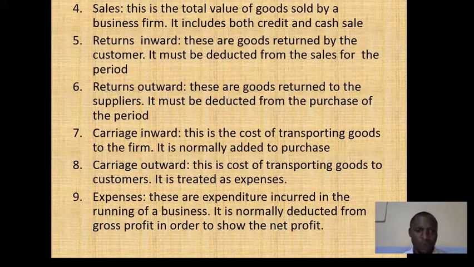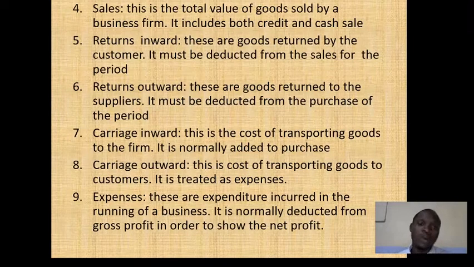Then we have return inwards. Sometimes we have some customers that will return goods for some reason best known to them. Maybe they are not satisfied with the standard, or maybe the goods had some kind of faults, and since it is their right, they will choose to return it. When such goods are returned, they are referred to as return inward. So goods that are returned by a customer to a firm are referred to as return inward. It is usually deducted from the sales for the period.